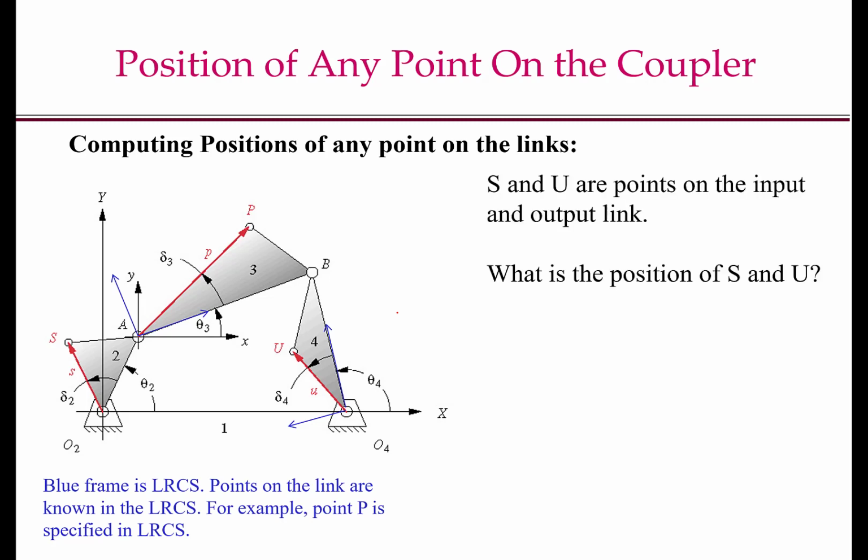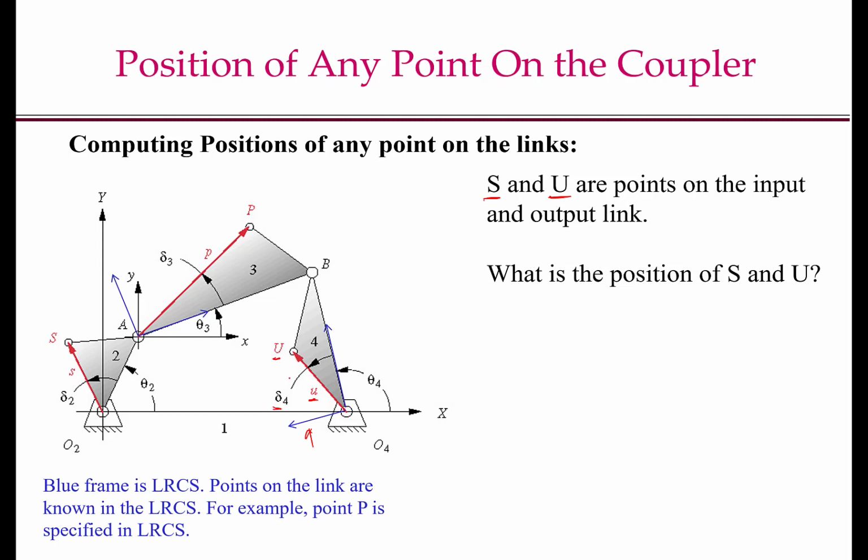First, let us consider two points on the input link and output link respectively. So S is a point on the input link and U is a point on the output link. So let's look at the point U on the output link. This point will be specified, or will be known, in a locally rotating coordinate system of the link O4UB. This local rotating coordinate system is shown in blue here. We know the length U and the angle delta 4.